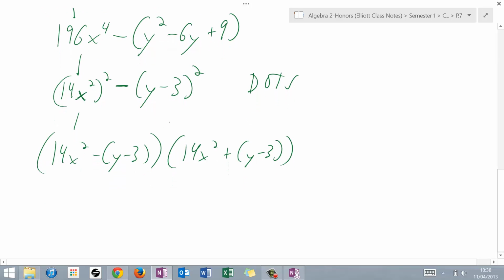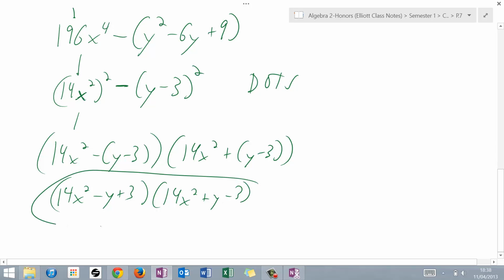Now, if you know me well enough, you know why we kept this y minus 3 in parentheses. As a final step, I'm going to have to distribute the negative. Minus y plus 3, and then this is 14x squared plus y minus 3. And now that one's done.